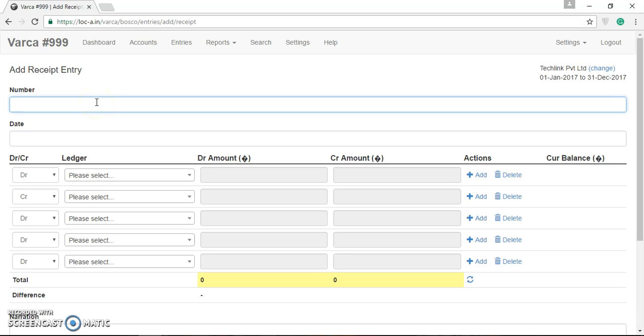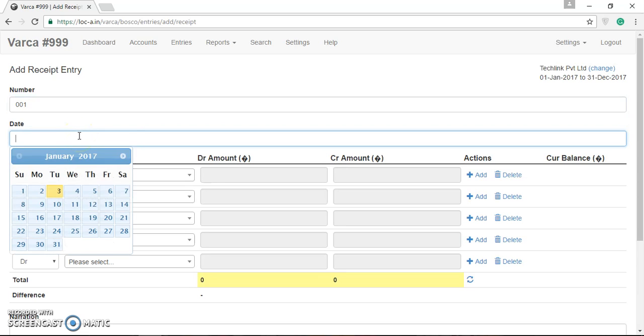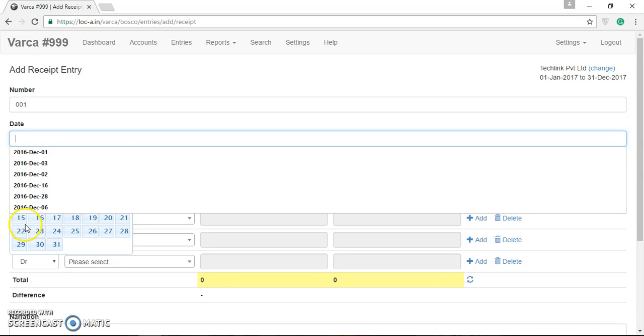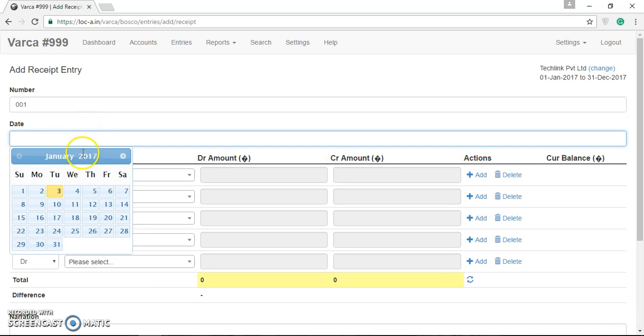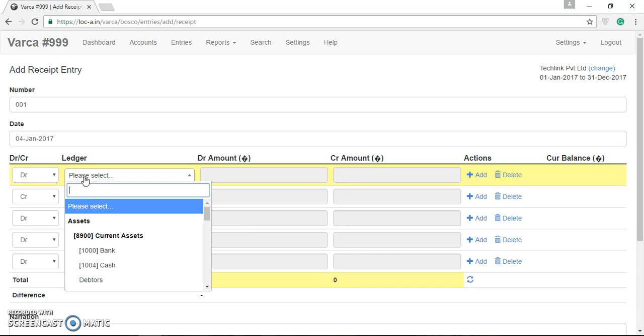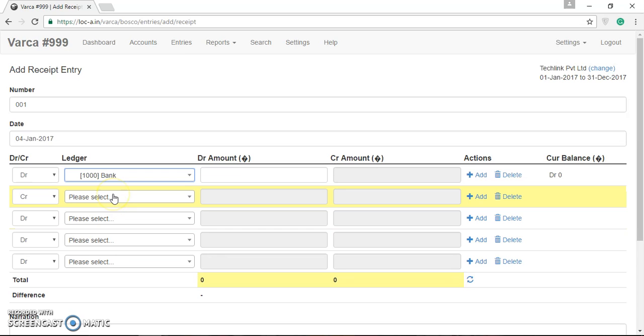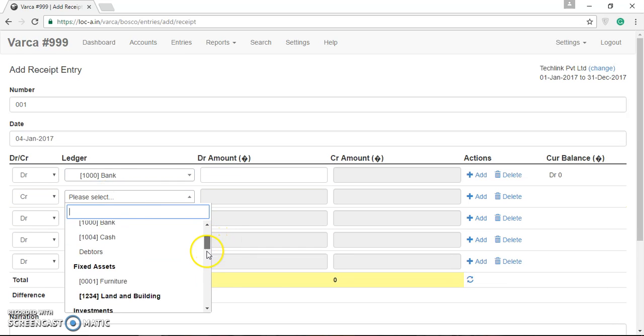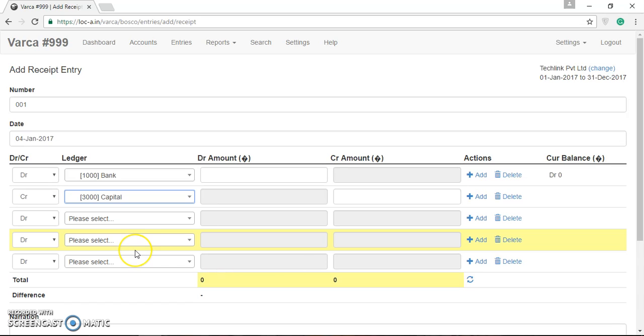Now number would be any number, it can be voucher number, receipt number, anything. So just for the purpose I'll make it as 001. Date, I will choose it as 4th. Now, so our first entry would be bank account debit to capital account, considering they've just started the business.